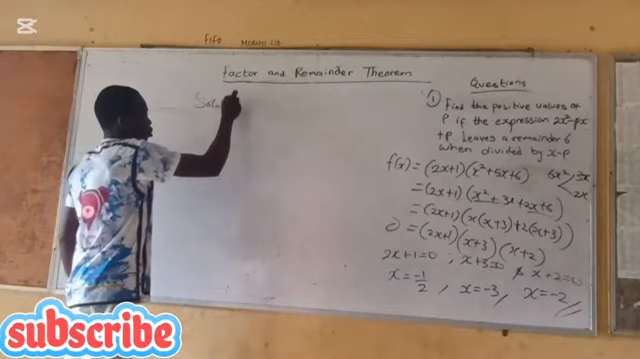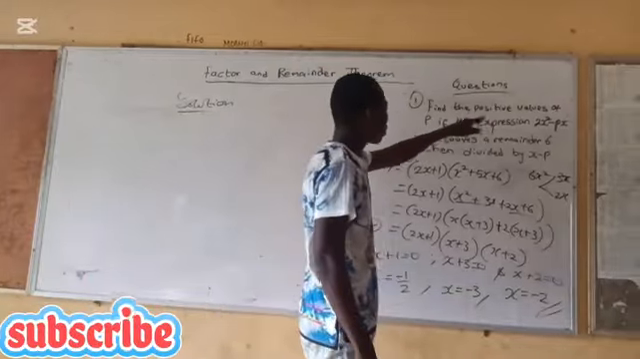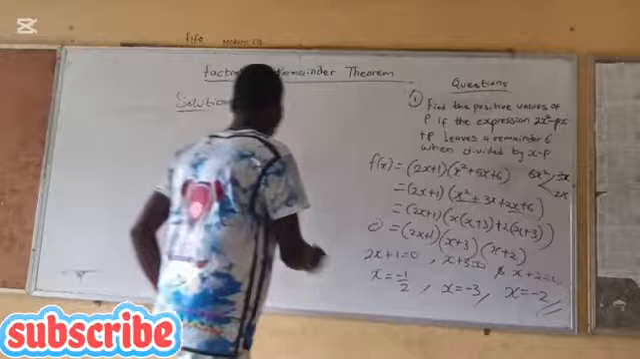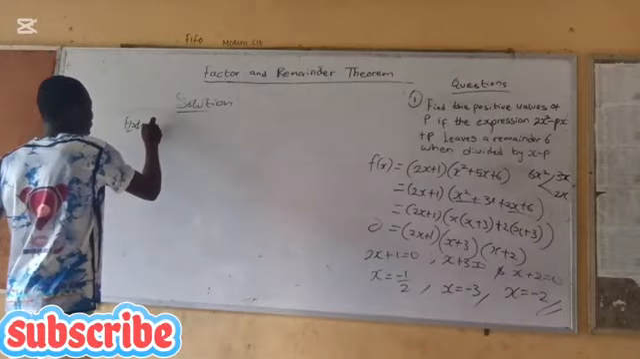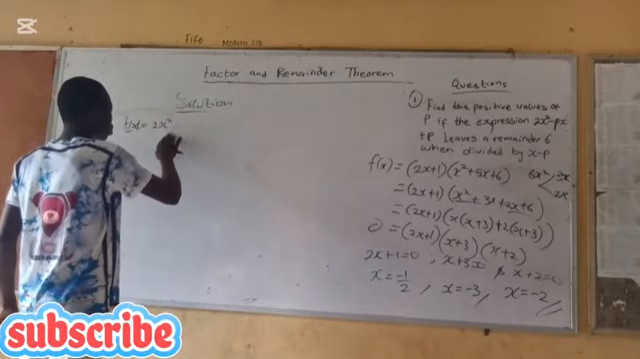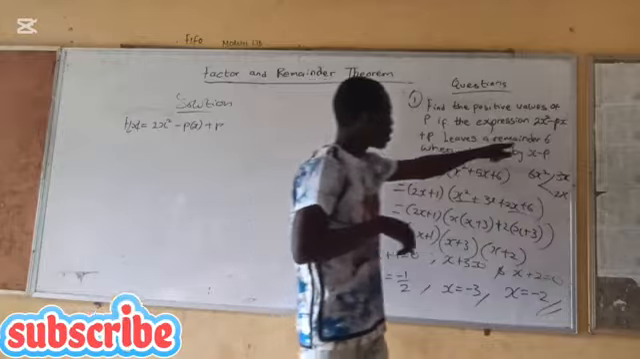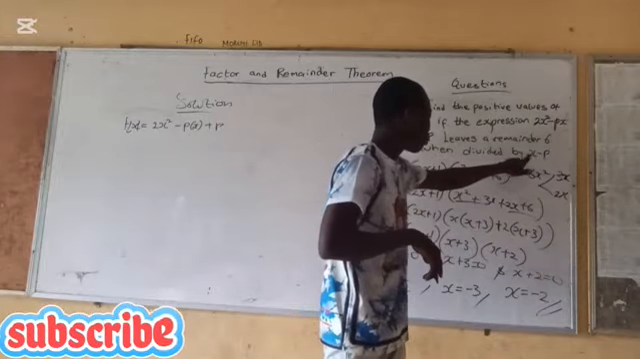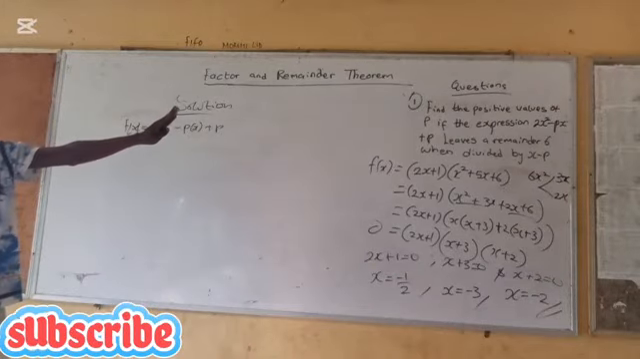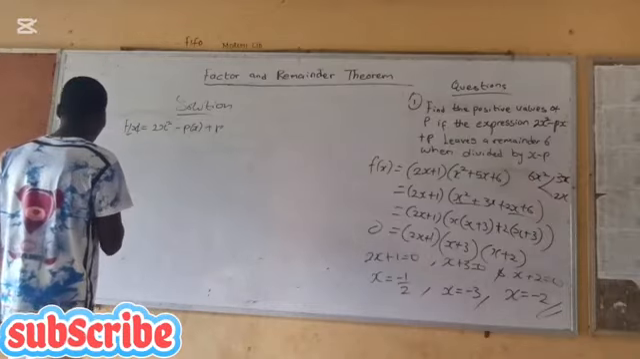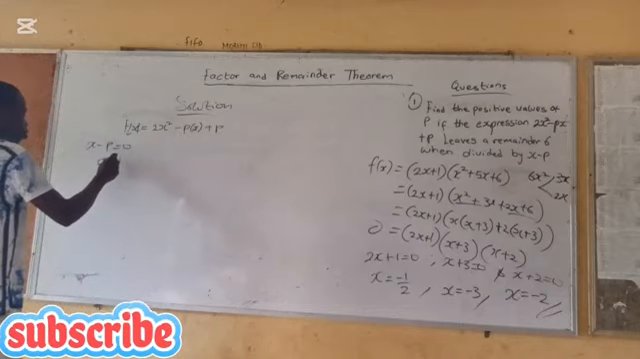Solution. Now, you are wondering which question am I talking about? This is the question. I want to find the positive values of p. If this expression, so let our f(s) equal to the expression which is 2s squared minus ps plus p leaves a remainder of 6 when divided by s minus p. So now, you are going to be using the remainder theorem for this question. They told us that our divisor is s minus p. So when you equate this to 0, you are going to have s equals p, right?